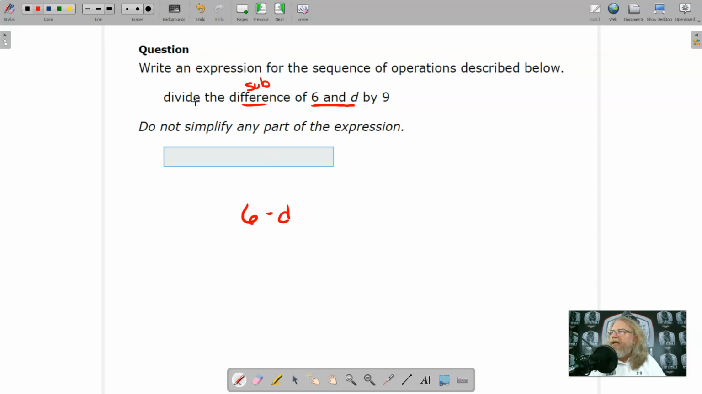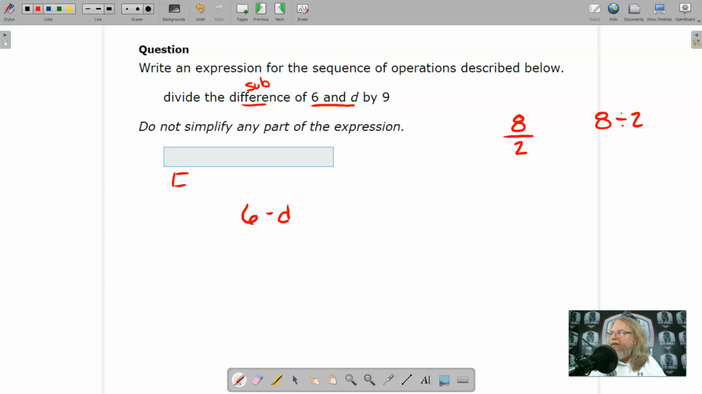Now, it says to divide the difference of 6 and d by 9. Well, if I just said divide 8 by 2, you'd go, oh, okay, 8 divided by 2. Or actually, you might type 8 divided by 2. But remember that every fraction is a division problem.